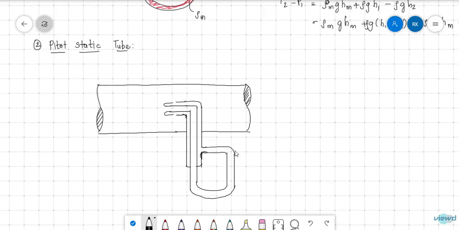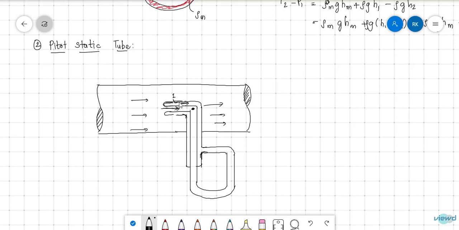Next is pitot static tube. In the pitot tube, we have used 2 tubes. In pitot static tube, with a single instrument, we can measure the velocity. So how to measure in this one is, flow is in this direction. Pitot static tube consists of inside tube and outside tube. Inside and also outside. Here there is point 2. Here this is point 1.